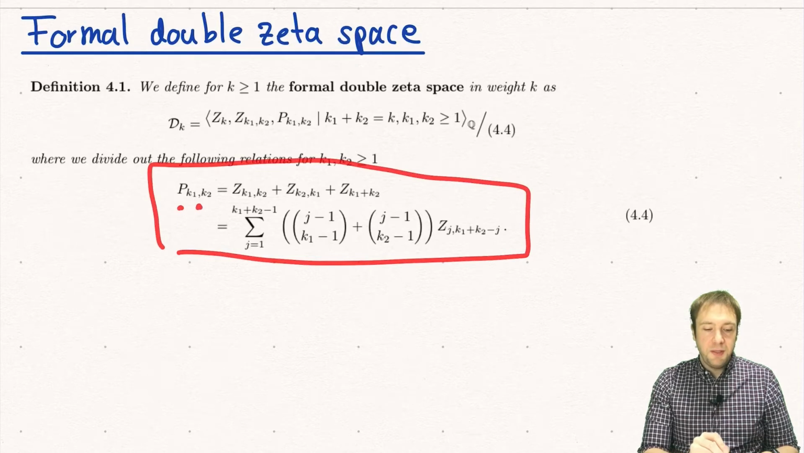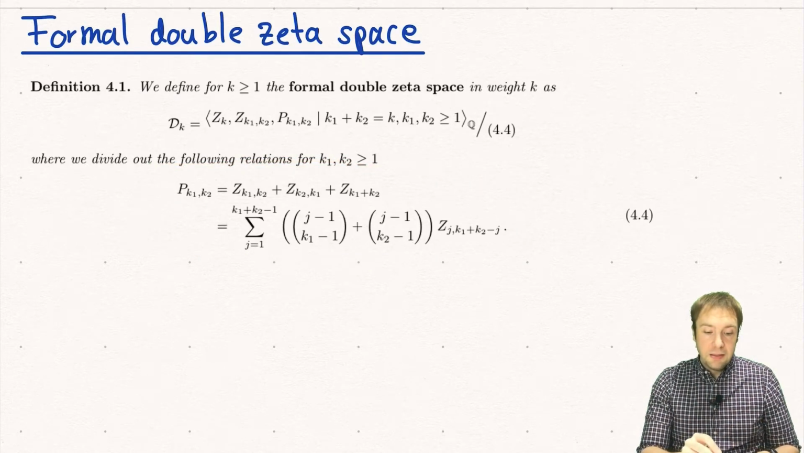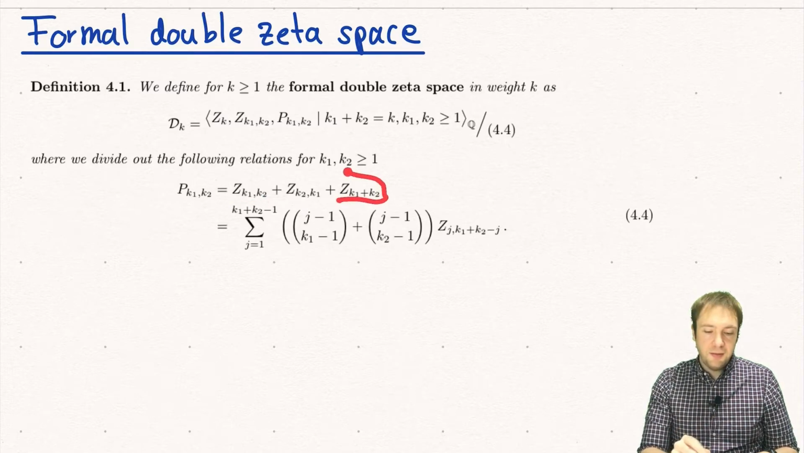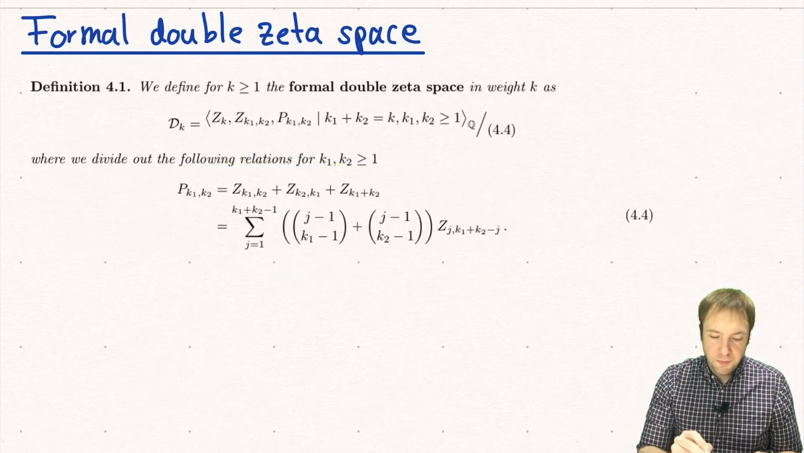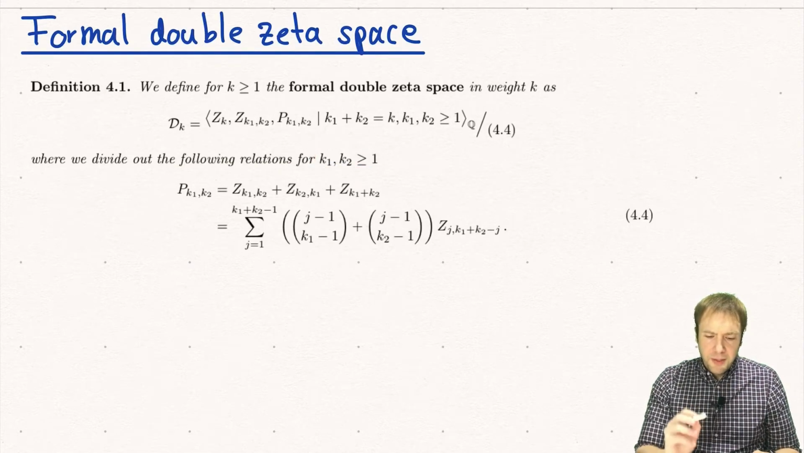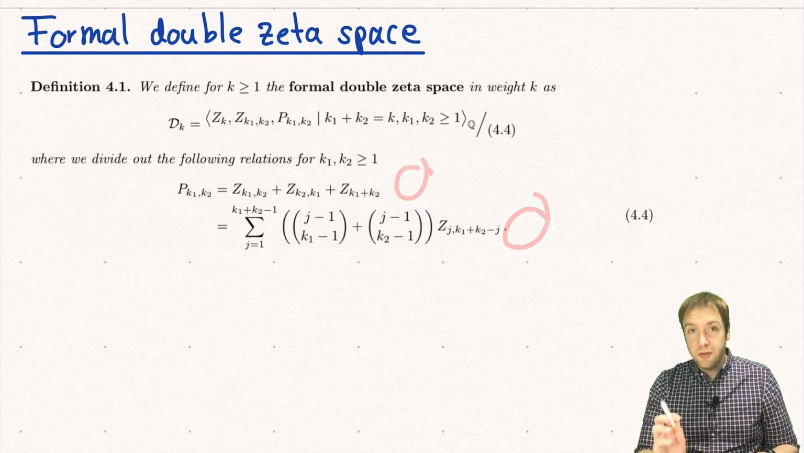So these symbols p_{k1,k2} you can think of as corresponding to the product, and these z_{k1,k2} correspond to the double zeta value, and these z_k correspond to the single zeta value. So you see we have exactly the same relations as before, but this is now for k1 and k2 greater or equal to 1. But the only difference is that in the case k1 and k2 equal to 1, we don't put this extra term here.